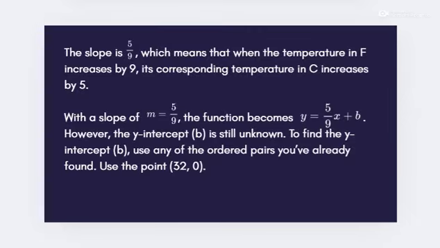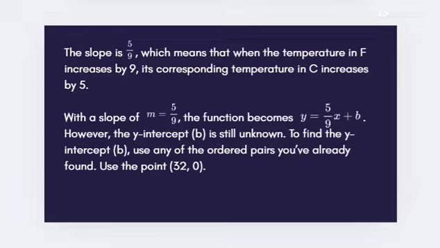Continuing on, the slope is 5/9, which means that when the temperature in Fahrenheit increases by 9, its corresponding temperature in Celsius increases by 5. With a slope of m equal to 5/9, the function becomes y equals 5/9 times x plus b. However, the y-intercept b is still unknown. It didn't give us that information in the original problem.